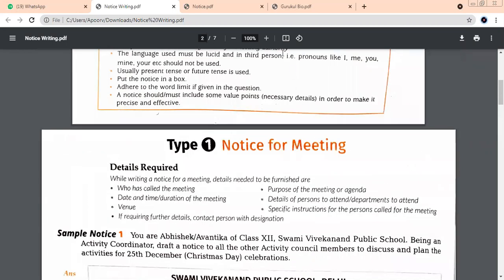So today what you need to do is you will put the heading notice writing, put today's date, type 1 notice for meeting. What is the first type we'll be writing today? Type 1 notice for meeting. Meeting.